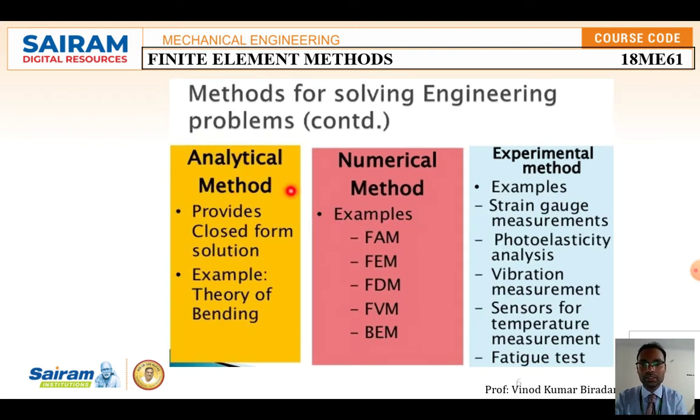What does the analytical method mean? It provides the closed form of a solution. An example is the theory of bending. What are the examples for the numerical method? These are some of the courses that are examples for the numerical method: FEA, finite element analysis, finite element method, finite difference method, finite volume method and boundary element method.